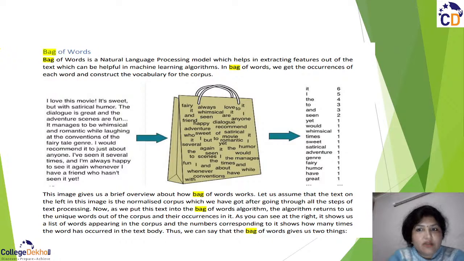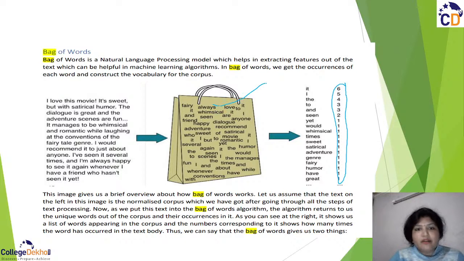Bag of words is what? You have a bag containing all the words. Now you have all the tokens. What you have done is you have written down that the occurrence of it in the particular bag is 6, I is 5. Here you are going to write the frequency of each token in the bag.